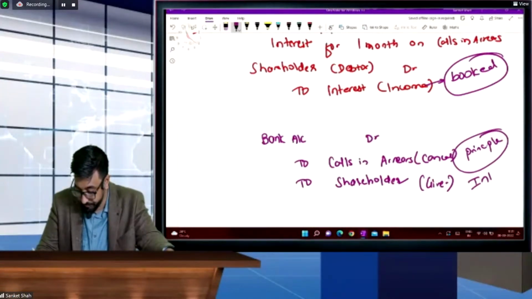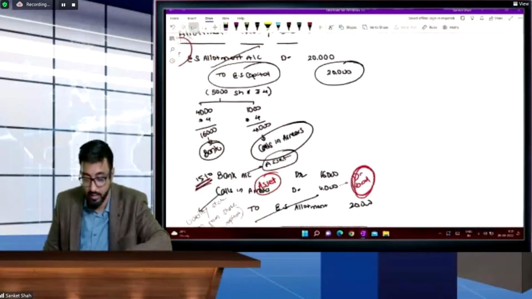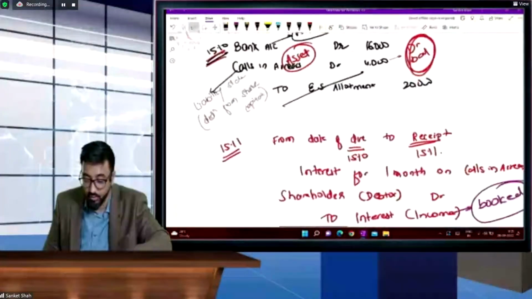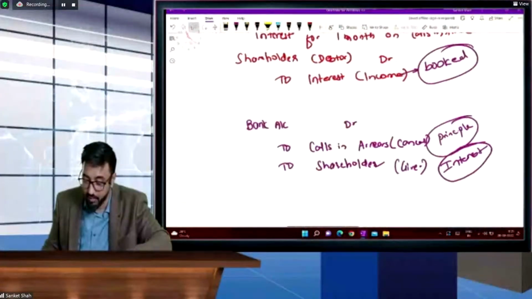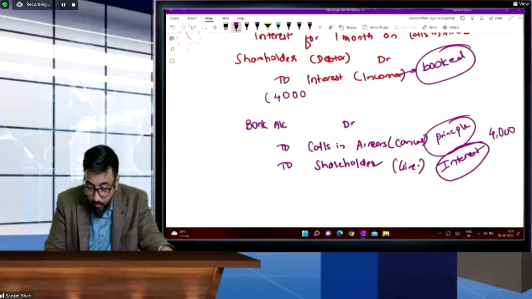Shareholder, debtor becomes giver. Calls in arrears by which amount? By amount, principal amount. You can call it as principal amount. And shareholder amount is an interest amount. So beta, these are entries. So now how much amount of calls in arrears? 4,000. And interest, now 4,000.